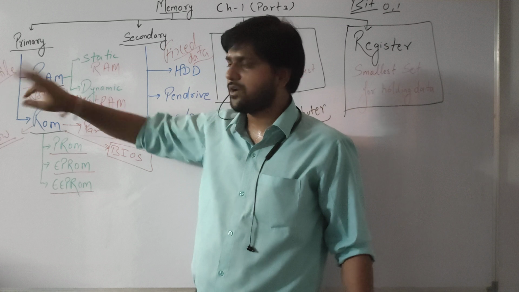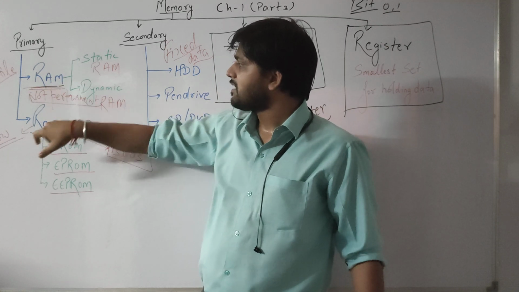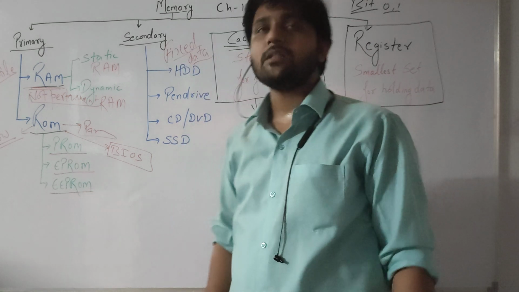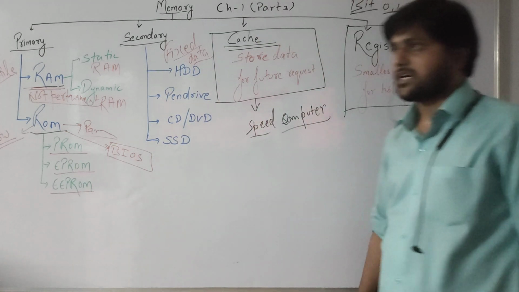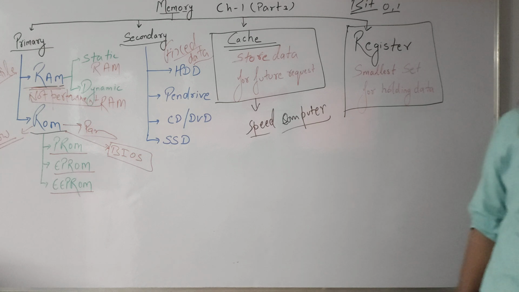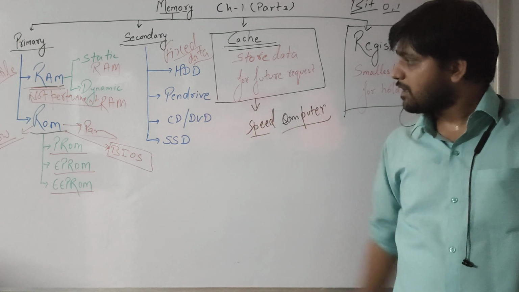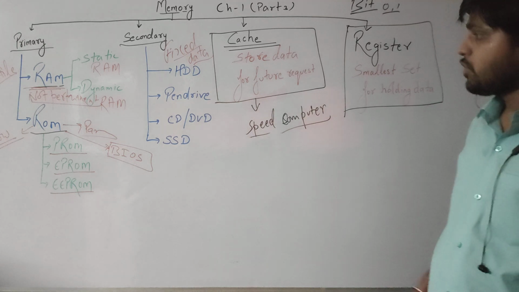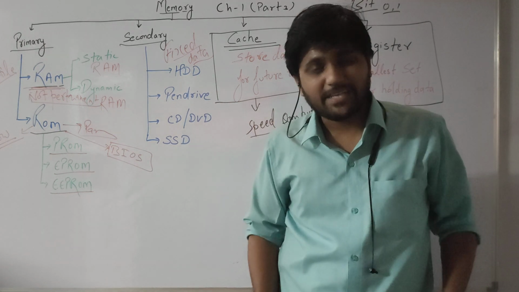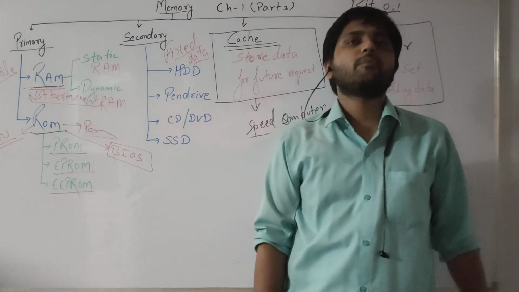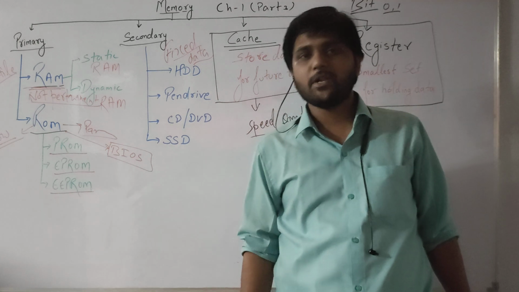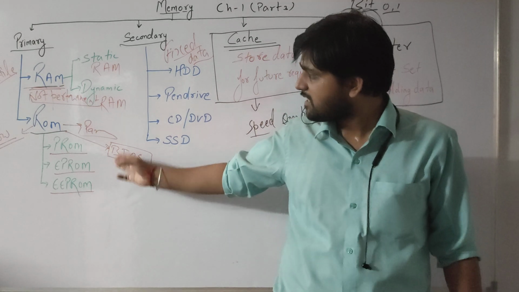Random access memory is divided into two parts: static and dynamic. RAM is volatile in nature, means once the current is off, the data kept in RAM, if not saved, is lost forever. But in ROM we store the basic input-output system, where we can see how many input devices are connected, whether they are working properly or not. We can just do the settings.